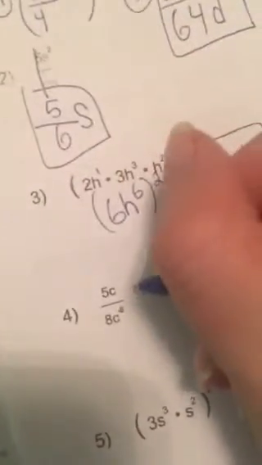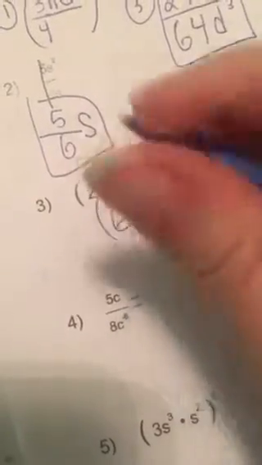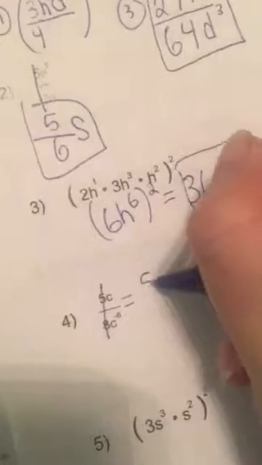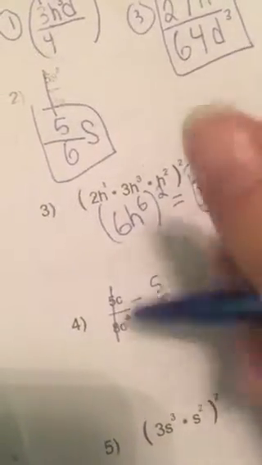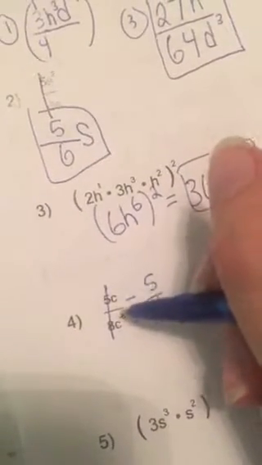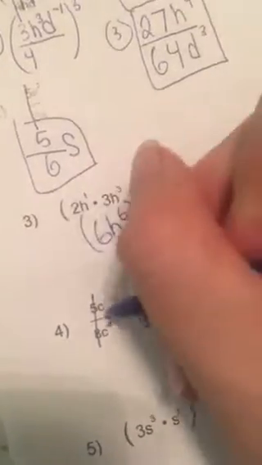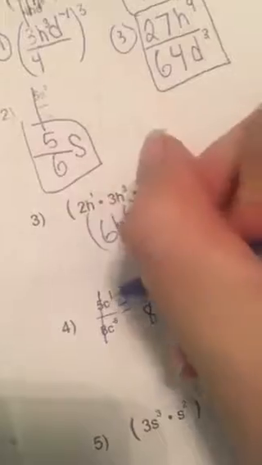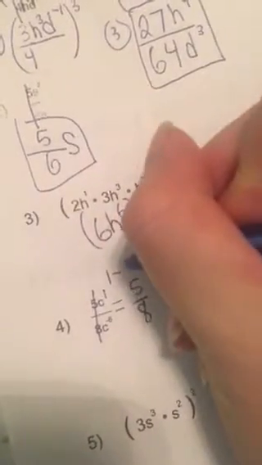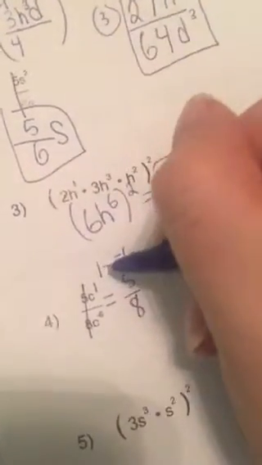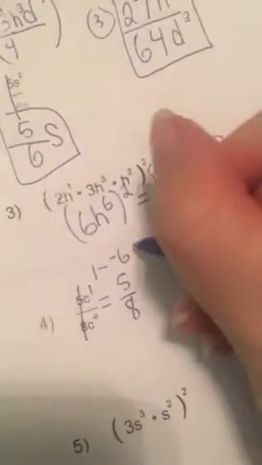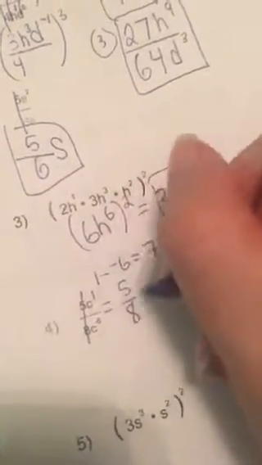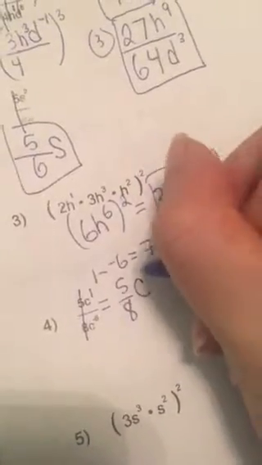Number 4 can be a little bit tricky. Once again, if I divide 5 by 8, I can just leave it as a fraction, 5/8. c divided by c to the negative 6. So remember, when I'm dividing, I'm subtracting my exponents, so I'm doing a 1 minus a negative 6. 1 minus a negative 6 equals a positive 7. So this whole thing becomes 5/8 c to the positive 7.